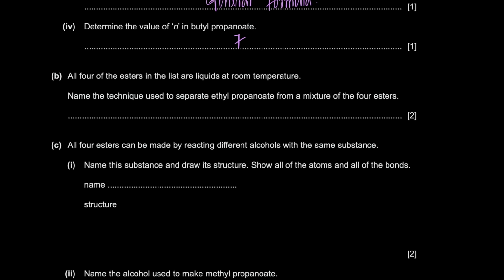All 4 of the esters in the list are liquids at room temperature. Name the technique used to separate ethyl propanoate from a mixture of the 4 esters. You'll separate them because they have separate boiling points, so you'll use a fractional distillation method. Pretty cool. Life is good. Fractional distillation.